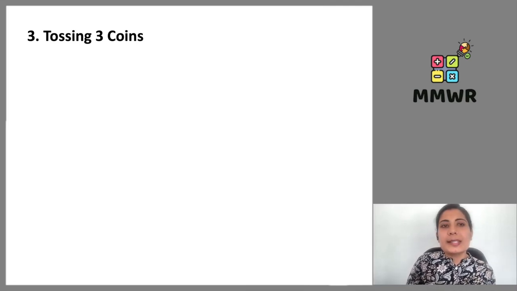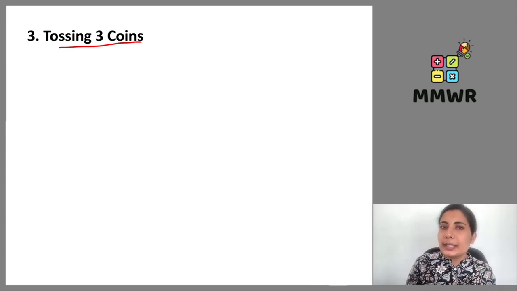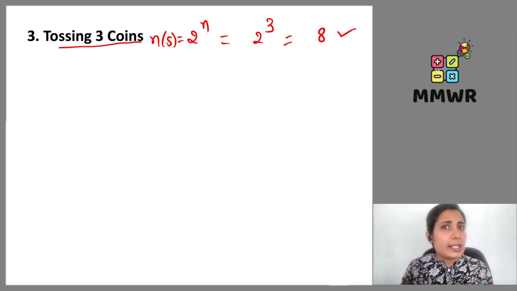This time we are tossing 3 coins together. So all 3 coins we tossed together, or it may be one by one we are tossing them. So in that case, again 2 to the power n, that means 2 to the power 3, that means the total number of possible outcomes, and its value will be 8. So 8 will come in the denominator.